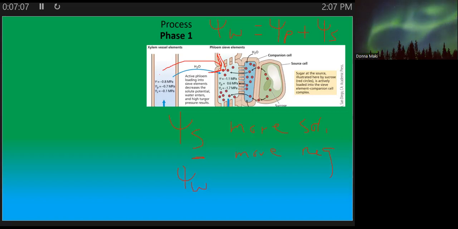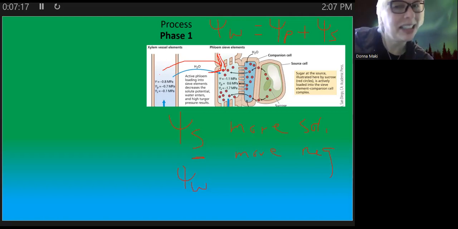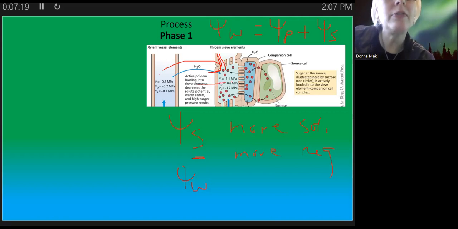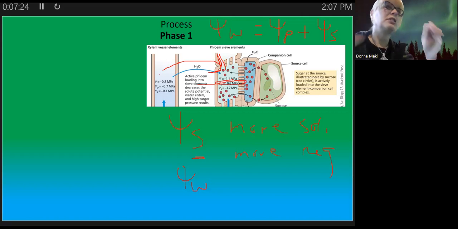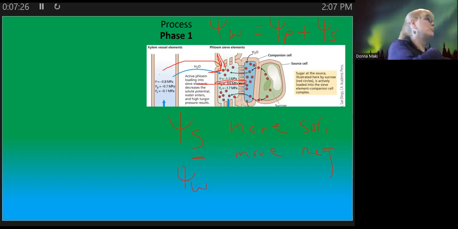So, less negative to more. Okay, so then water rushes in right after the sugar gets loaded in, and as a consequence of that, your size of P value starts to go up. All right, so it's just like this domino, boom, boom, boom.